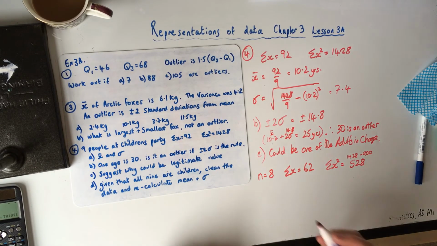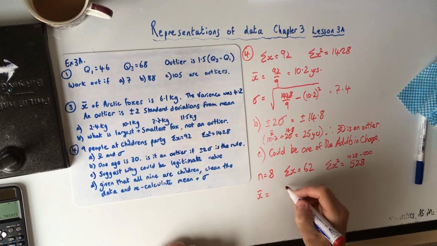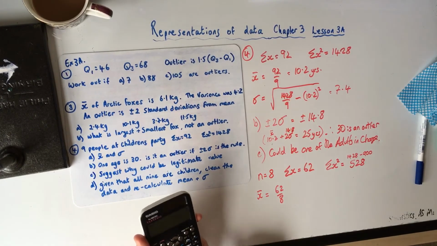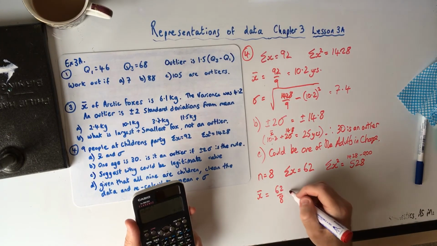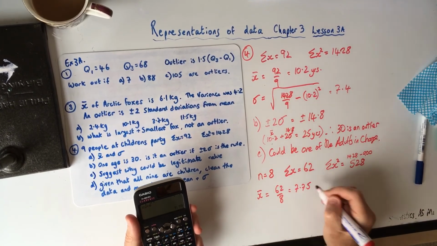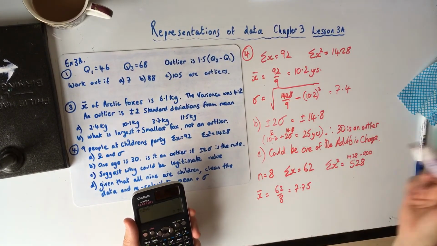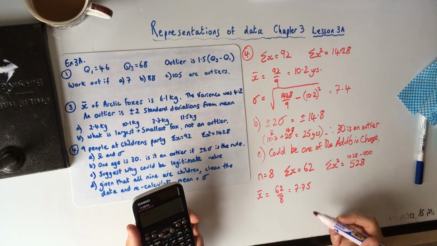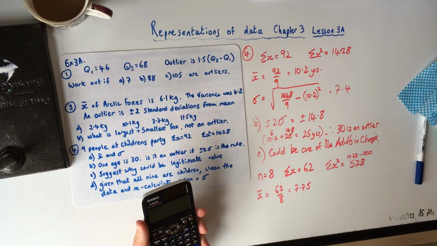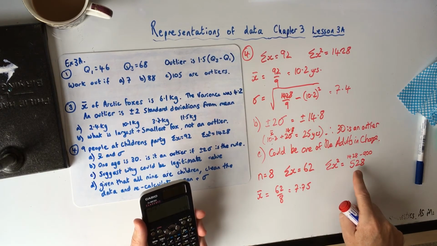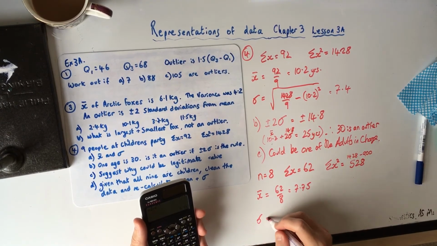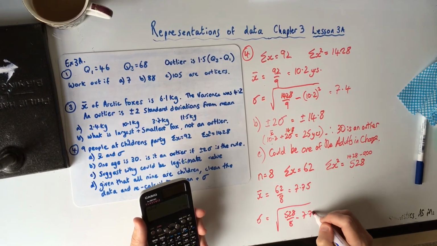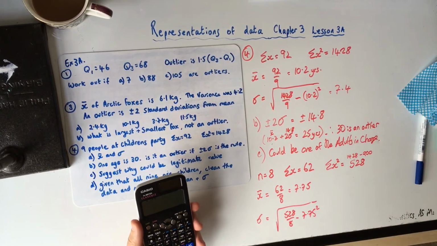Okay, so now the mean is actually 62 divided by 8, which is equal to 7.75. Okay, so you can see that having an incorrect bit of data really pulled that mean up to 10 years old, when the mean child is really only 7 years old, between 7 and 8. And the standard deviation is the square root of 528 divided by 8 minus the 7.75 squared. Okay, to be recalculated.